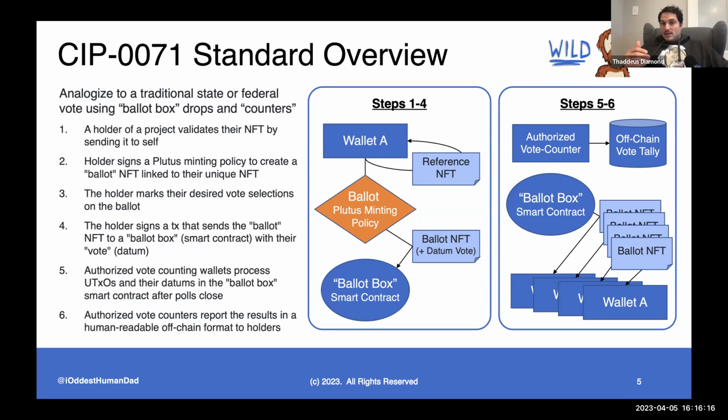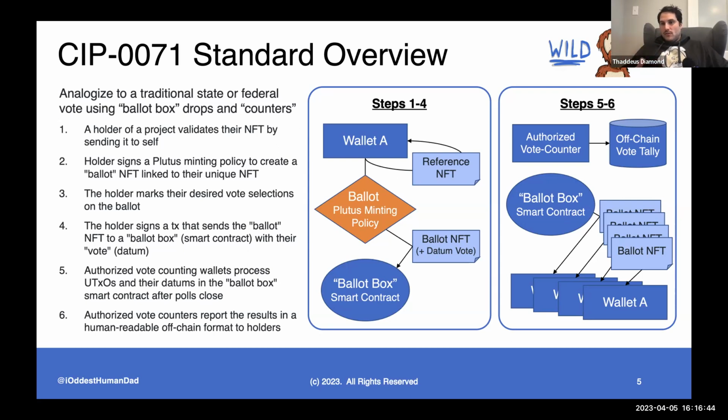The nice thing about Cardano is that steps 1 through 4 can actually occur in one transaction. What I love about Cardano is that I include in the Plutus minting policy a set of logic that checks what was sent to self, creates the ballots based on that send to self, mints new ballots in the same transaction, and sends those newly minted ballots directly to the ballot box.